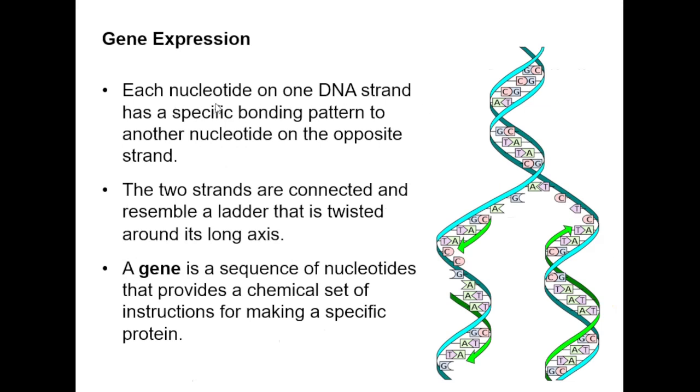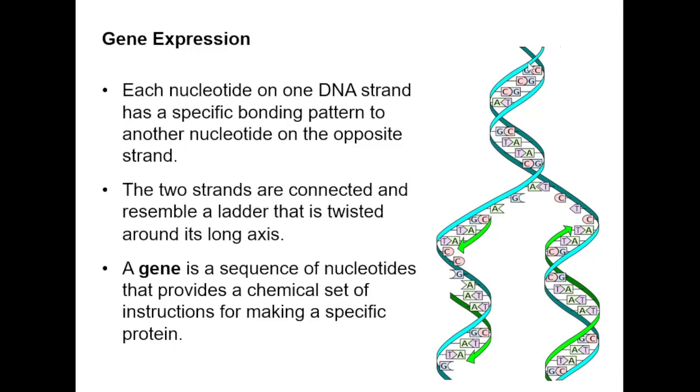So each nucleotide on one strand has a specific bonding pattern to another nucleotide on the opposite strand, as seen in this image and in the previous diagram that I showed you. Again, this shows us that guanine pairs up with cytosine and that adenine pairs up with thymine. So remember that we use thymine since we're talking about DNA. But in the presence of an RNA, we don't use thymine. Instead, it is replaced by uracil.